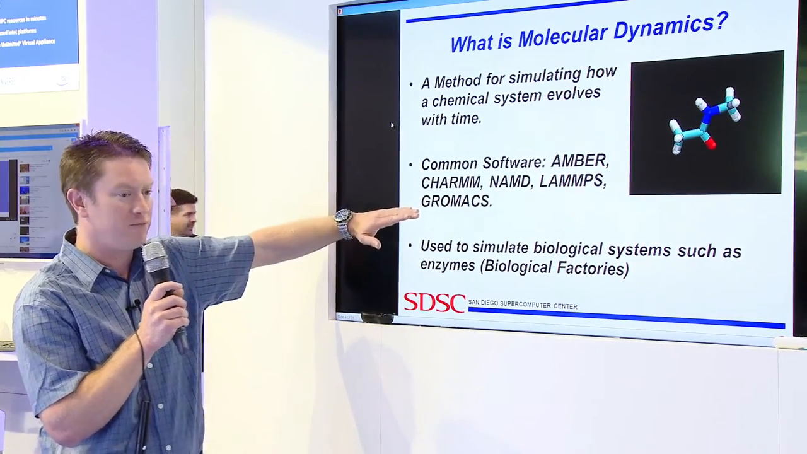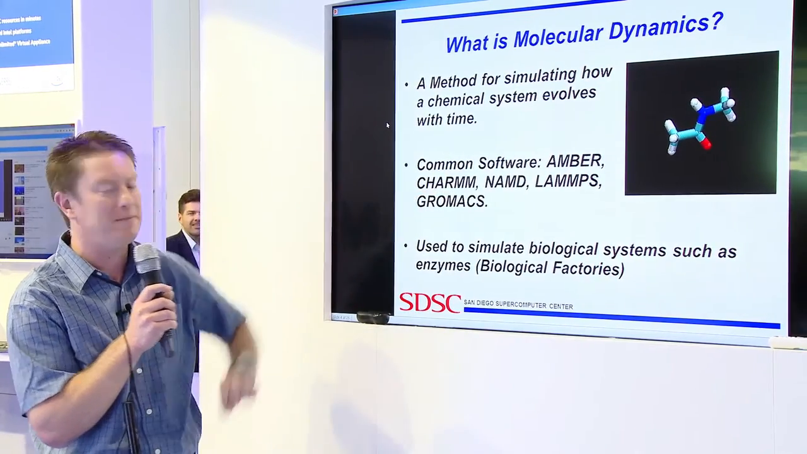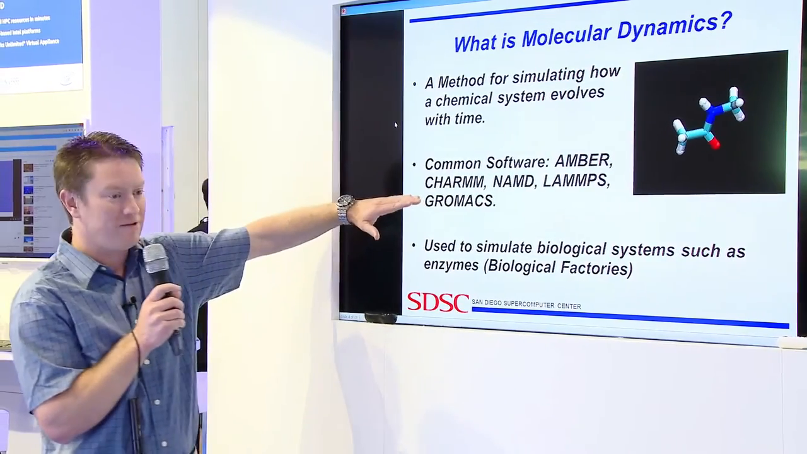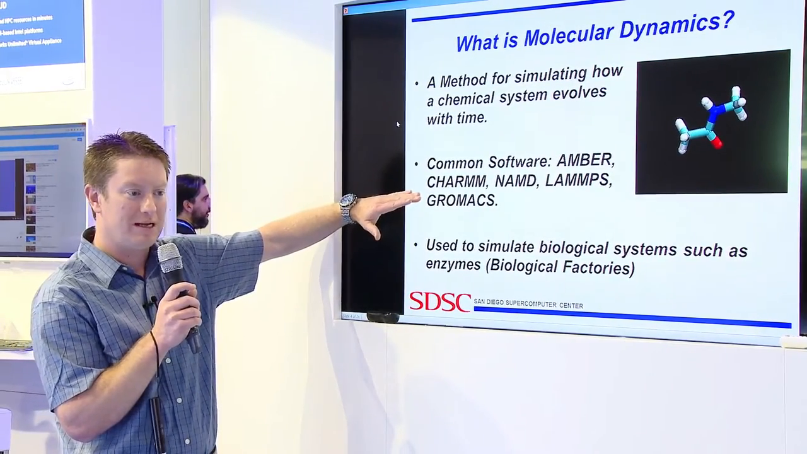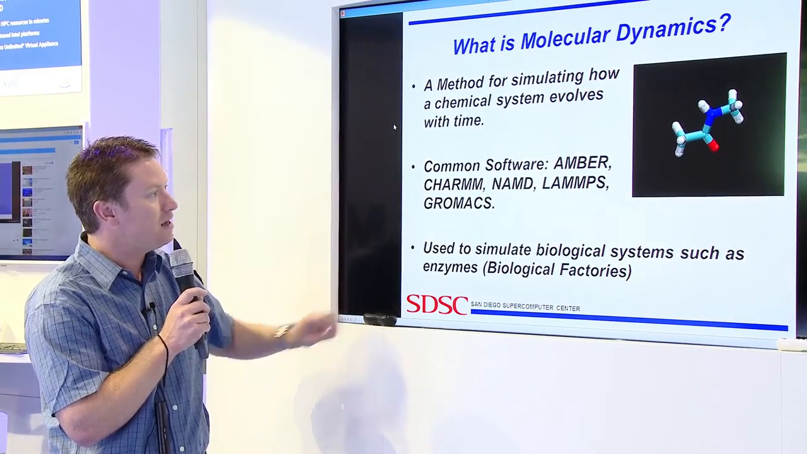There's a number of different programs in the field that do this. AMBER, which I'm talking about here, there's CHARMM, NAMD, LAMMPS, GROMACS, etc. All of these in some way are right now involving Intel and Intel Xeon Phi systems. So we're just part of all of this.